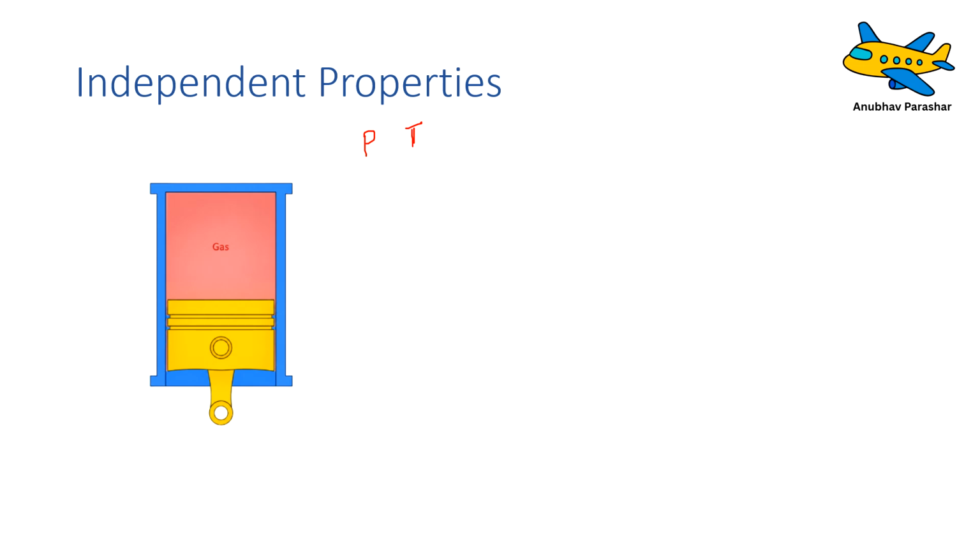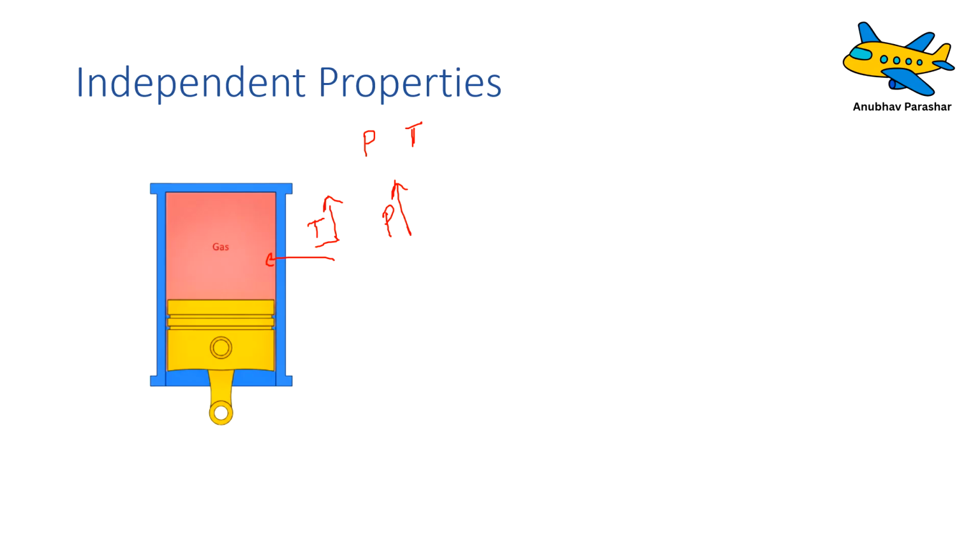Now suppose you have a system which is at a temperature T. Now you put in heat, and you increase the temperature of the system. Now what do you think will happen to the pressure of the system? When you increase the temperature of the system, the pressure of the system will also automatically increase. Why?